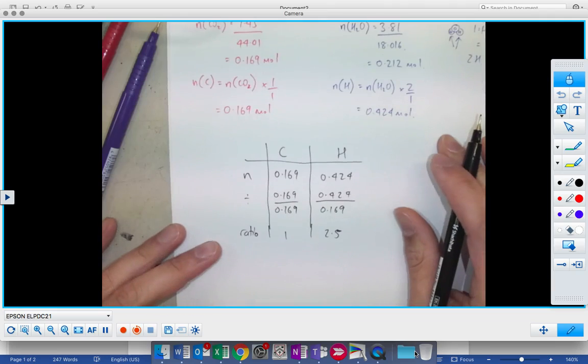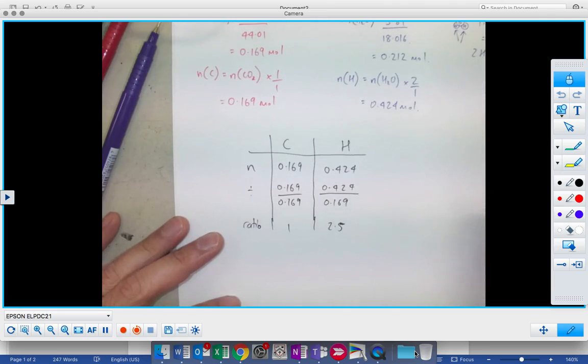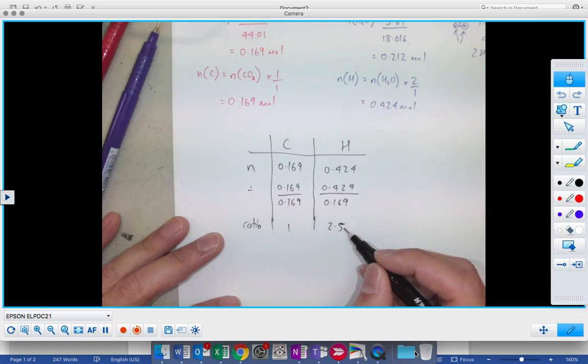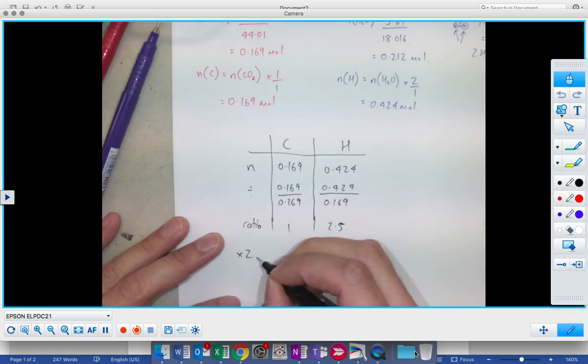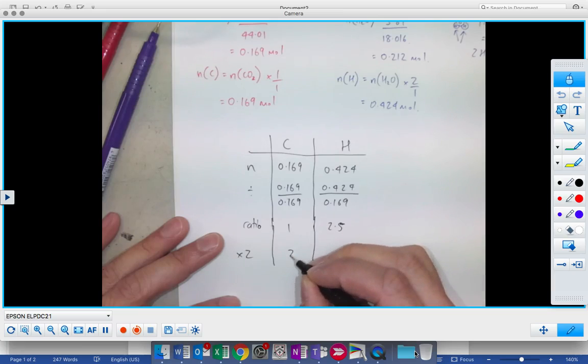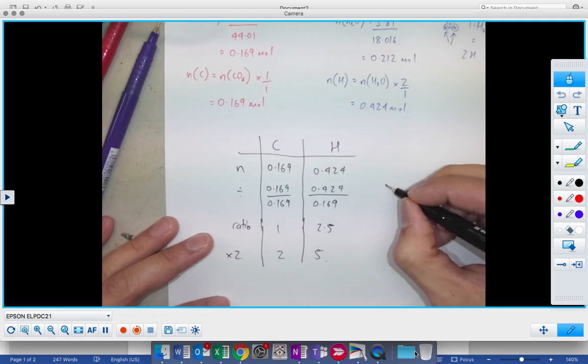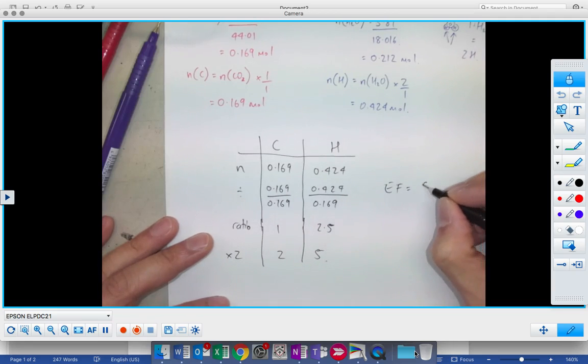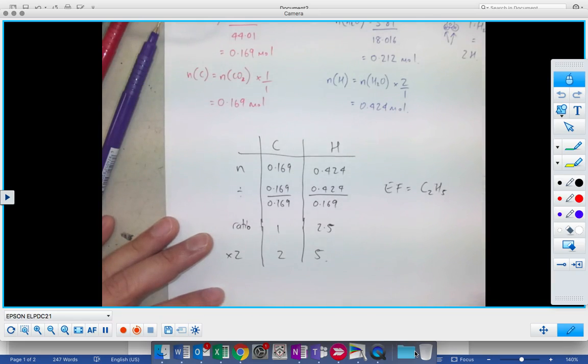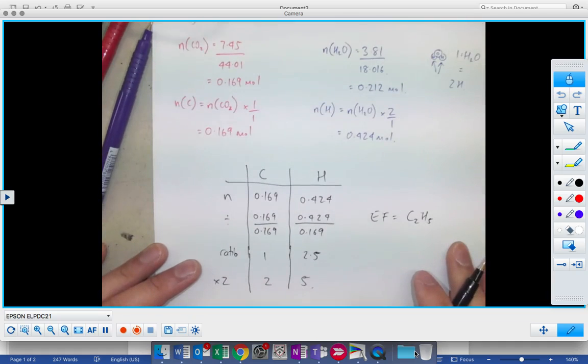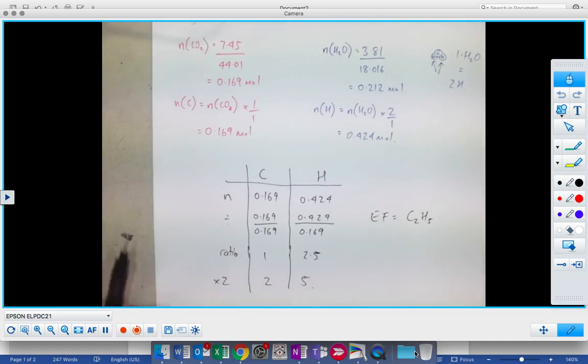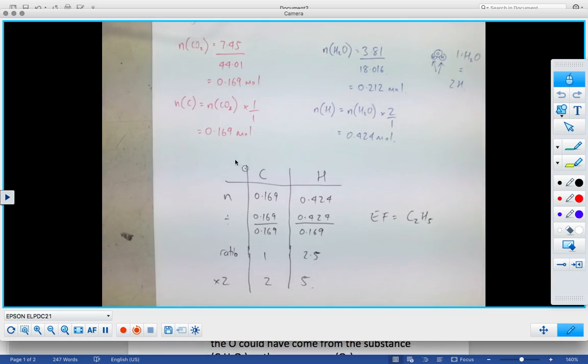Now, what do we do when our ratio is 1 to something which is 2.5? Remember, this needs to be the simplest whole number ratio, so we need to multiply these numbers by something to get a whole number ratio. Since this is a half, we multiply both by 2, which gets you a 2 to 5 ratio. So therefore, the empirical formula of this substance is C2H5. That's the process there. Let's go back to the notes.